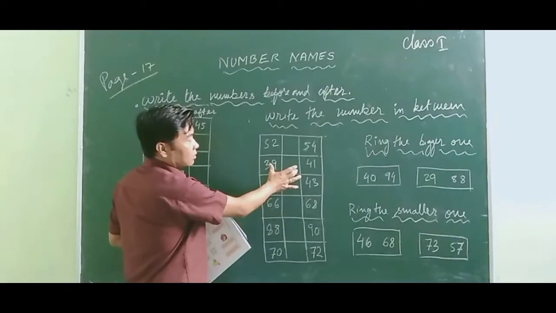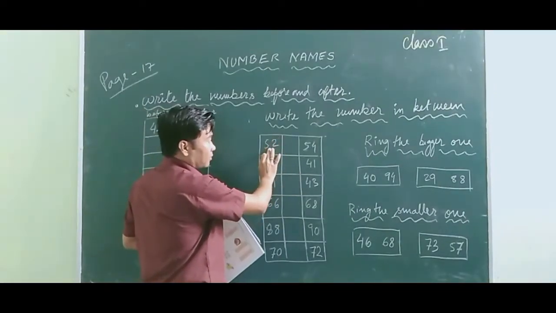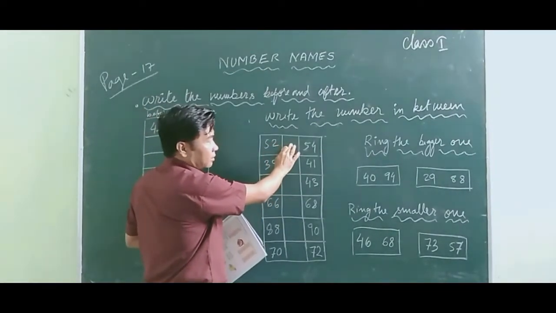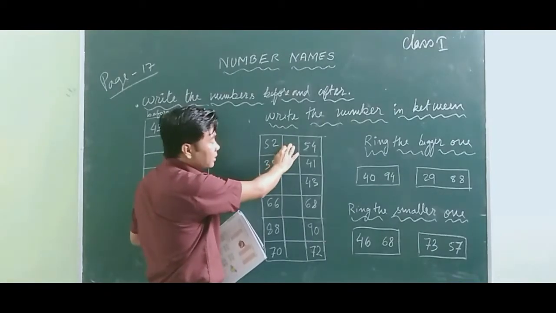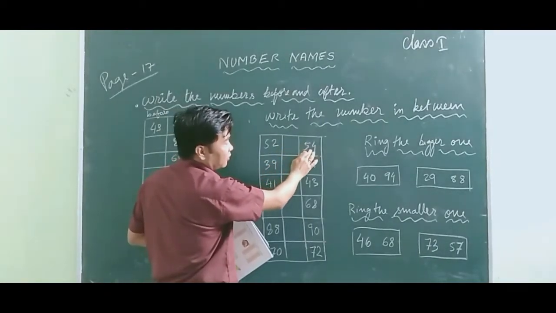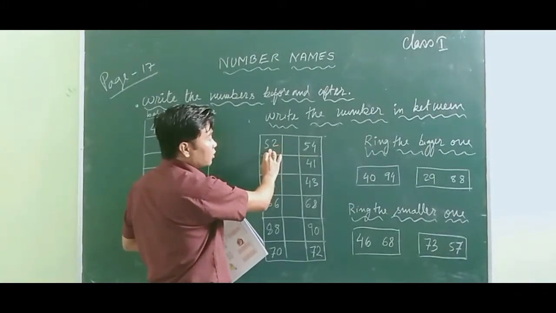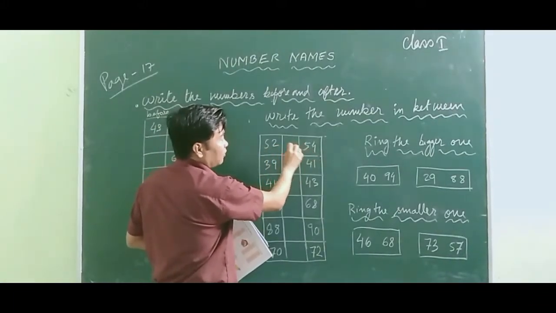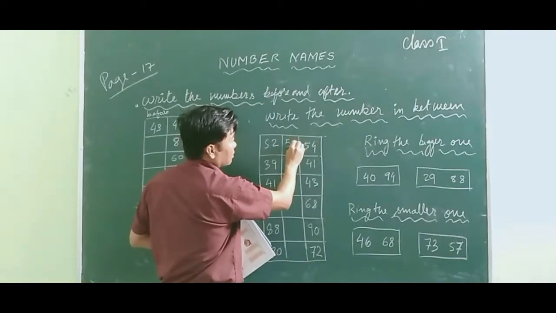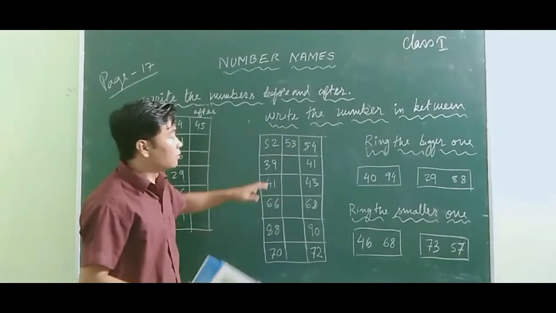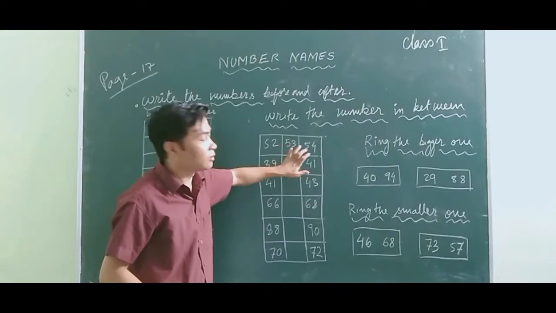The next one is write the numbers in between. So this is another question. So we have 52 and the middle box is empty, and the next we have 54. So what will come here? 52, 53 and 54. So 53.